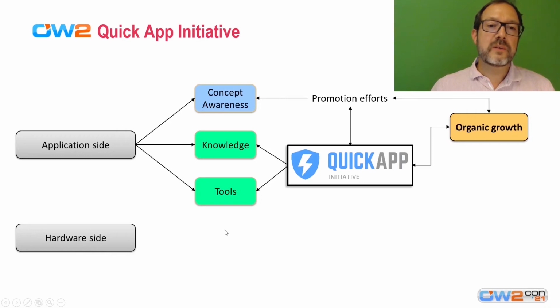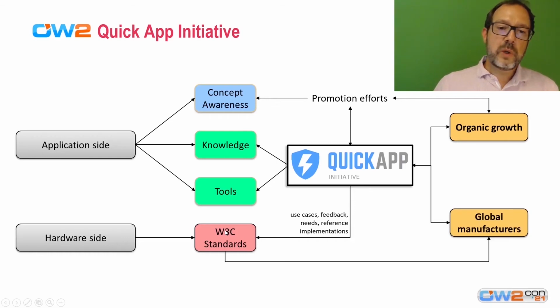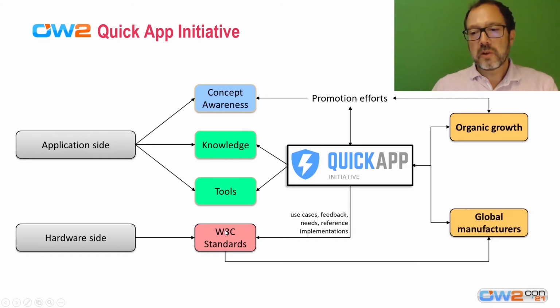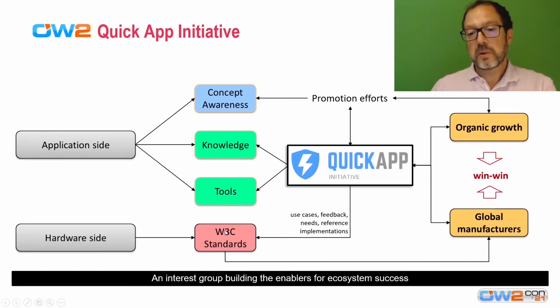Now, on the hardware side, of course, we have the W3C developing the MiniApp standard, and we hope that the Quick App initiative and its participants can feed in and help grow that MiniApp standard. But equally, we hope that the Quick App initiative will be a dissemination channel for the standard. And this will help create that global industrial consensus that we talked about. Now, if we do this together and we do it right, if we build these enablers for open ecosystem success, everybody benefits.